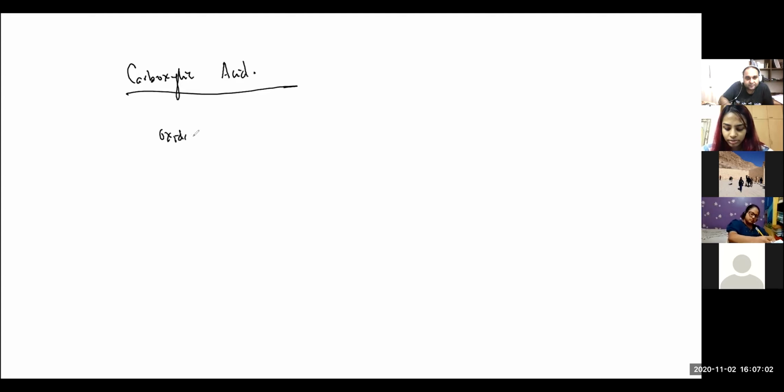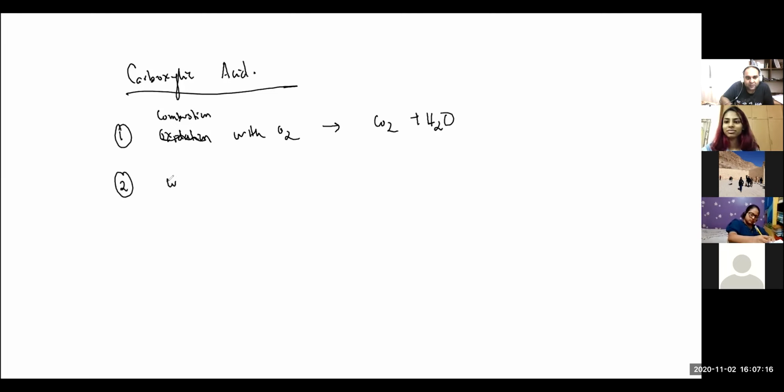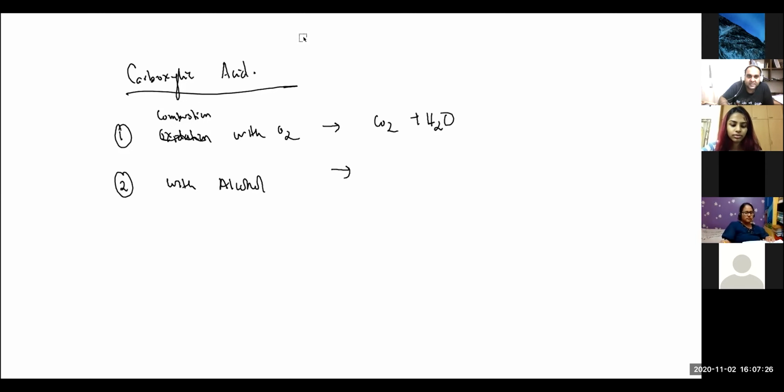Oxidation with O2 gives carbon dioxide and water. Actually, combustion with O2, not oxidation. And then with alcohol, what does carboxylic acid give? With alcohol, what does it give? Ester. It gives us ester.